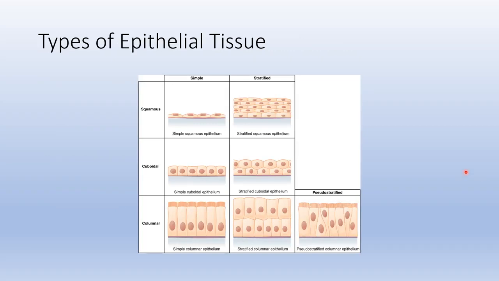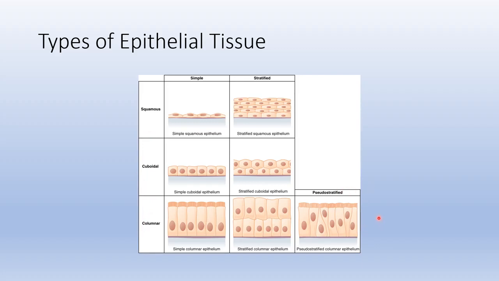So you can have a simple squamous, would just be a single layer of these flattened cells. But if it's stratified squamous, then it's going to be multiple layers. Likewise, you can have simple cuboidal, stratified cuboidal. You can have simple columnar, you can have stratified columnar. So whenever you see simple, think one layer, stratified, multiple layers. And then squamous, cuboidal, and columnar describe the shape of the cell.